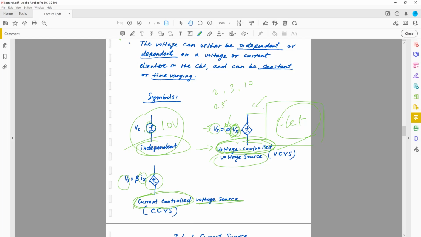Okay, so in this case, Vs is equal to some beta, right? Instead of using alpha, I'm going to use beta to denote, again, the scaling constant, and that constant can be whatever number, multiplied by Ix. And assuming Ix is somewhere inside this circuit. So beta times Ix is equal to Vs, which gives me a current controlled voltage source denoted by CCVS. VS always means voltage source. CC means current control.